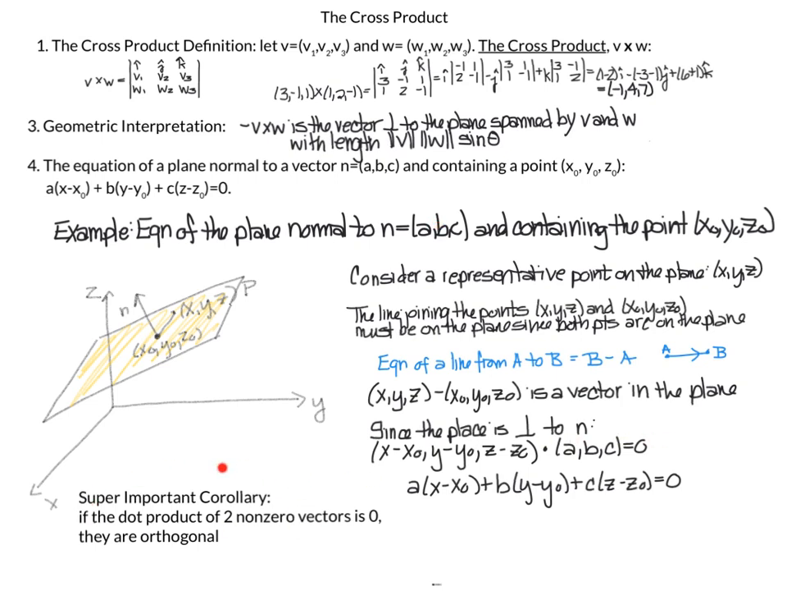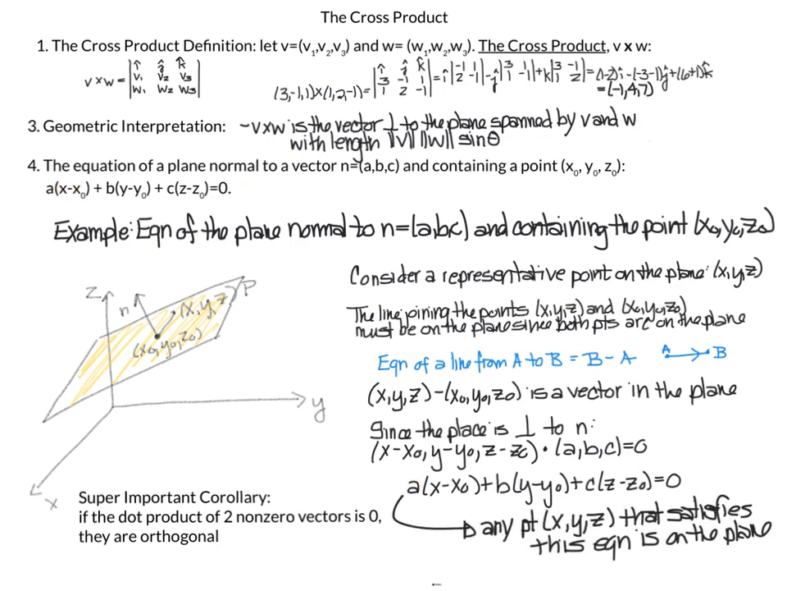And this is from our super important corollary from our last video. That is, if the dot product of two non-zero vectors is 0, then they are orthogonal. So what this gives us is A times x minus x naught, plus B times y minus y naught, plus C times z minus z naught. So this is how we developed the equation of the plane. Any x, y, z coordinate that satisfies this equation is on the plane that's normal to n, which is A, B, C, containing the point x naught, y naught, z naught.